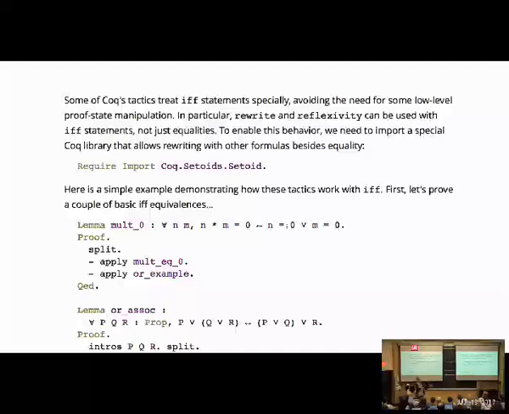There's a whole kind of pile of mechanism there that we don't really need to talk about. I just wanted to show you the tip of the iceberg, which is, if you have an if and only if proposition, you can rewrite using it.